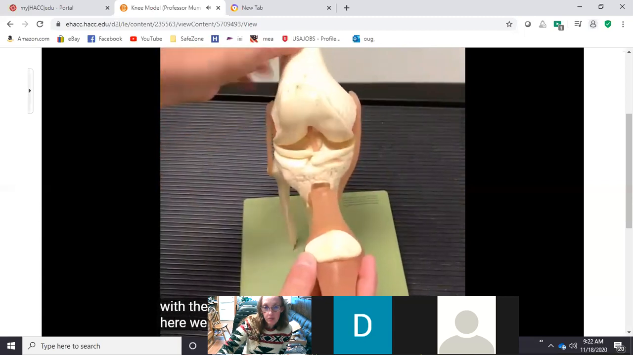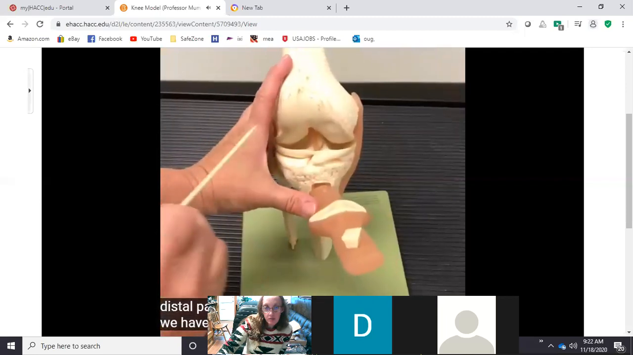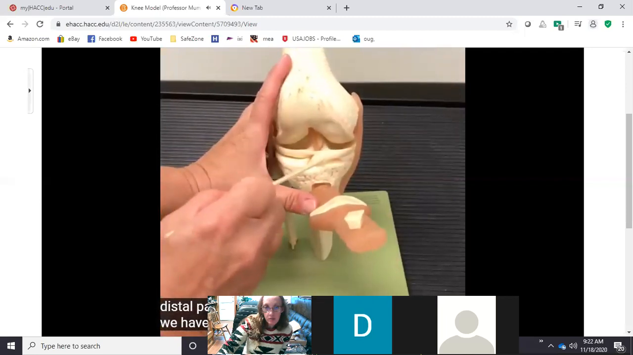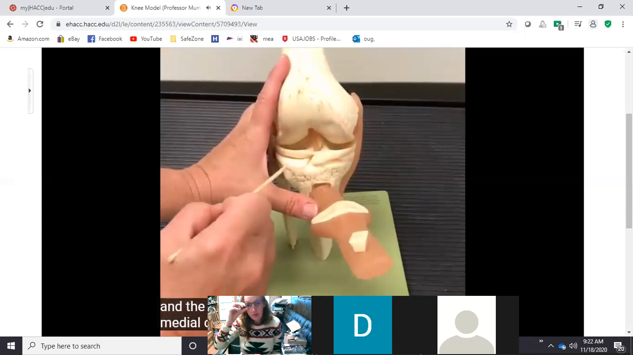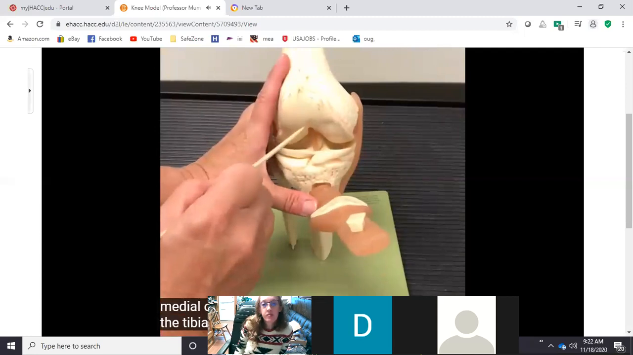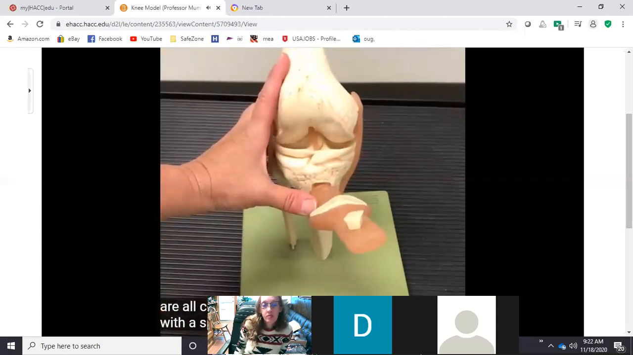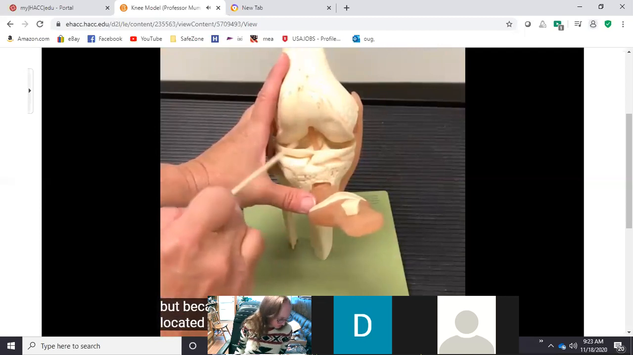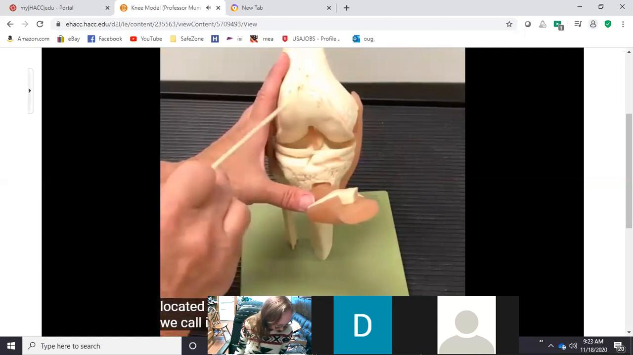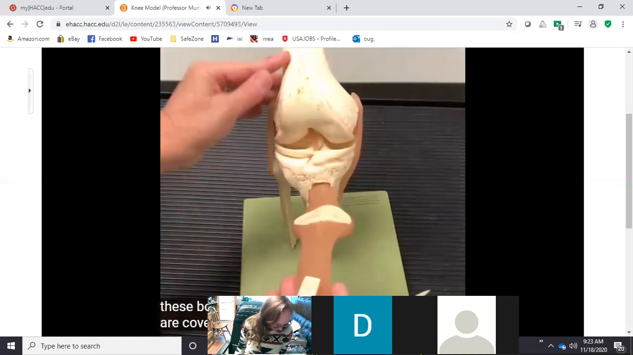Here we can see that at the distal part of the femur, we have the lateral condyle and the medial condyle, and we have the medial and lateral condyles of the tibia. These are all covered along with the patella with a specific kind of cartilage called hyaline cartilage. But because the hyaline cartilage is located at an articulation, we call it articular cartilage. So that is what you're seeing here. The ends of these bones are covered with articular cartilage.